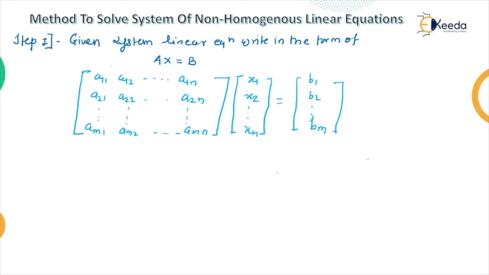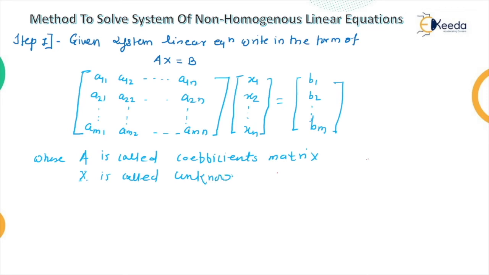First, you have to write the given system of linear equations in the form AX = B. Now, A is called the coefficient matrix, because it contains the coefficients. The second one, capital X, is called the unknown matrix.